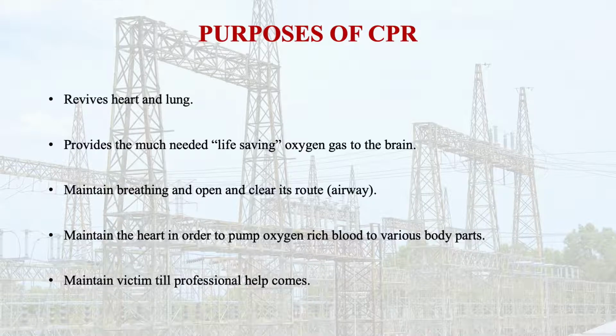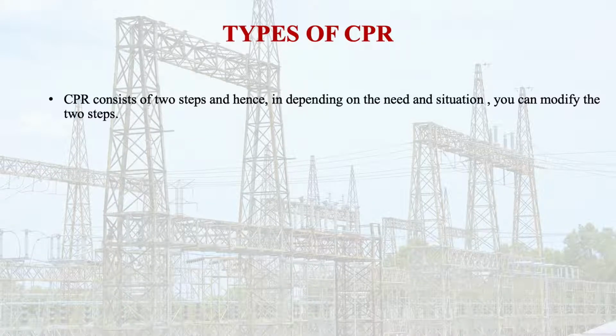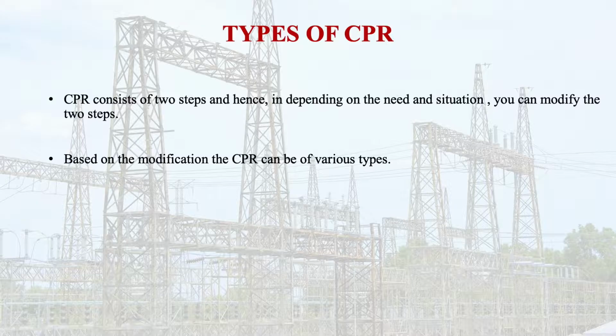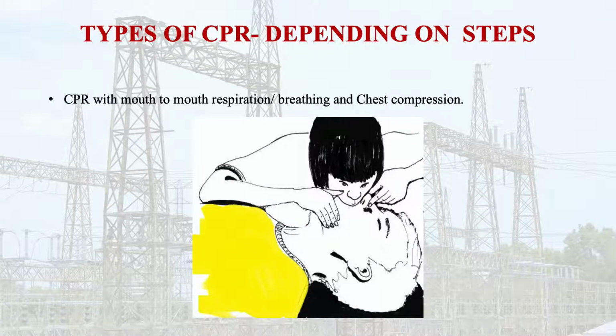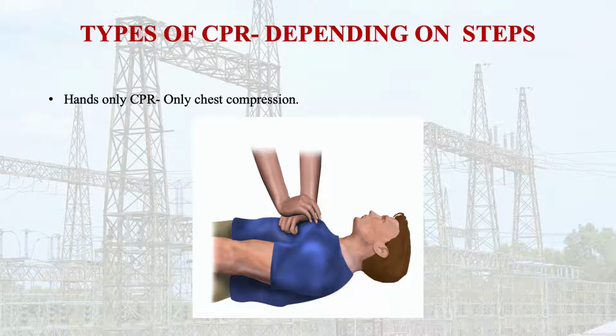What are the types of CPR? So CPR will depend upon the situation. It usually consists of 2 steps, but in certain situations, we may only use 1 step when we give CPR. So, depending on the need and situation, we can modify CPR. For example, what are the types of CPR depending on the steps? If we use 2 steps, that is mouth-to-mouth respiration and chest compression, it will involve the full CPR. But if we only use our hands to give chest compression, it is known as hands-only CPR.